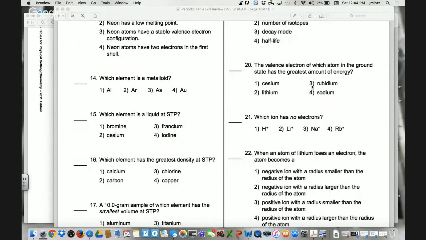So this has to deal with your electron configurations. So the valence electron of which atom in the ground state has the greatest amount of energy? So it's going to be the one that is furthest away, or the greatest number of energy levels. So they're asking me about cesium, lithium, rubidium, and sodium.